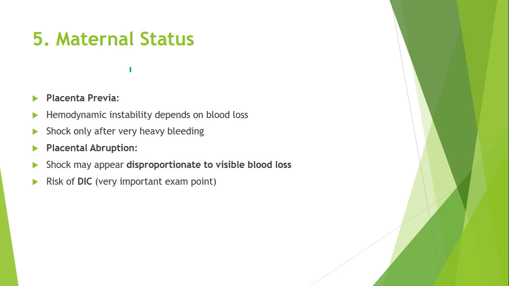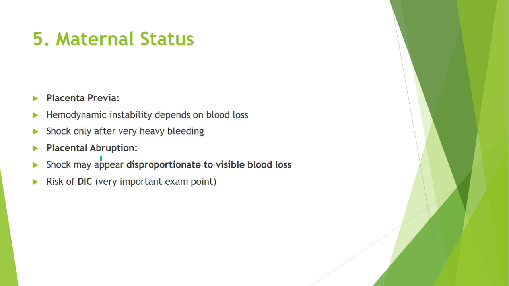So next is maternal status. In placenta previa, the hemodynamic instability depends on blood loss. Shock only after very heavy bleeding. So in placenta previa, the hemodynamic instability is as a result of the blood loss due to bleeding. There is shock after very heavy bleeding. So if there is no heavy bleeding, you don't expect shock in placenta previa.